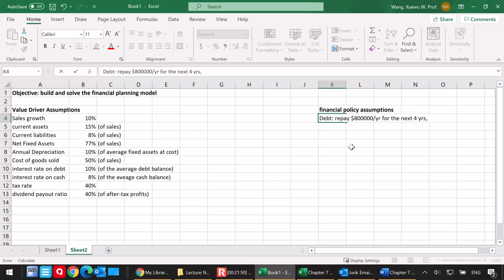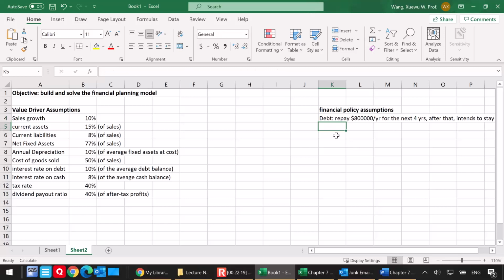And after that, the firm intends to stay debt free. After that, the firm does not want to have any debt. So is this optimal? Is this the best decision to make? Well, we're not touching upon that part. We're focusing on this model.